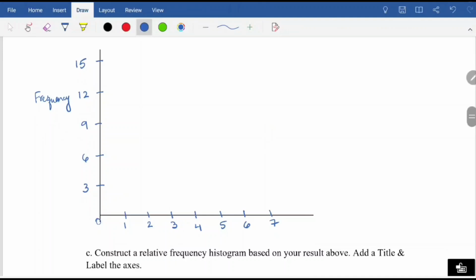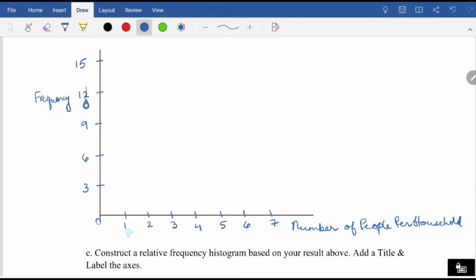and the x-axis, the horizontal axis, is going to be labeled number of people per household. Or you can just write it as number of people, but make sure that both axes are labeled.